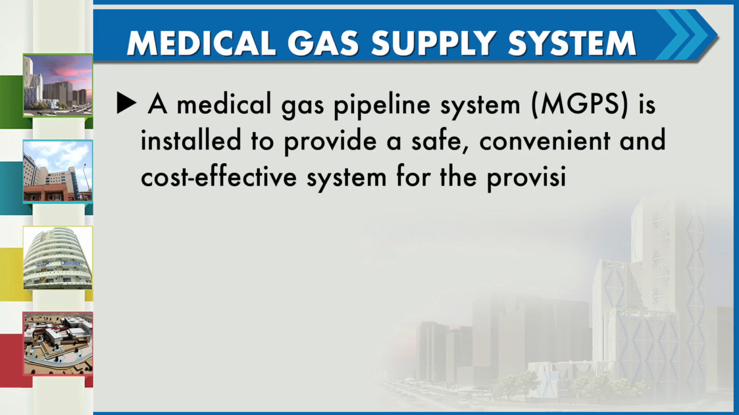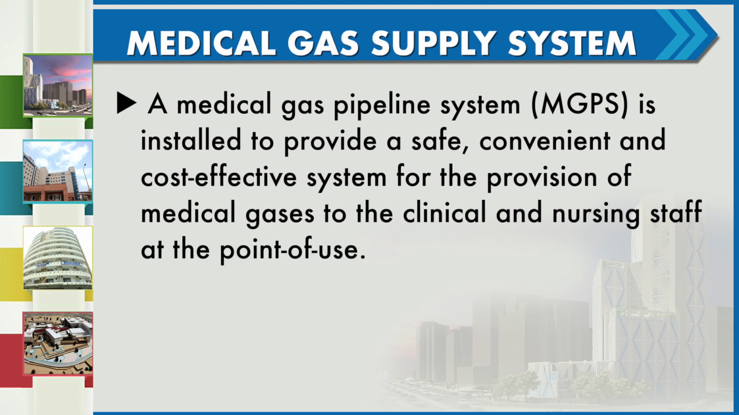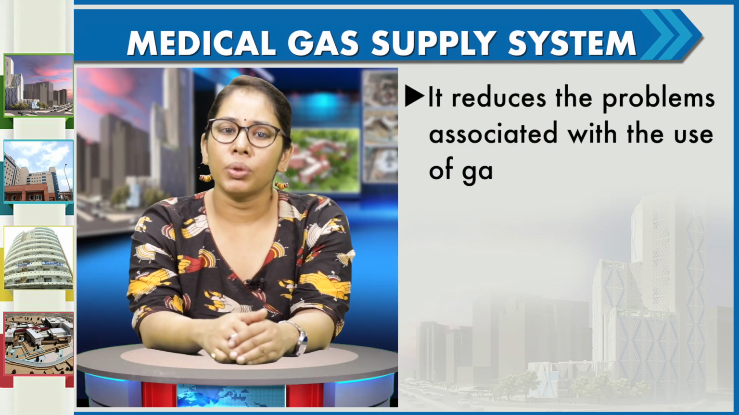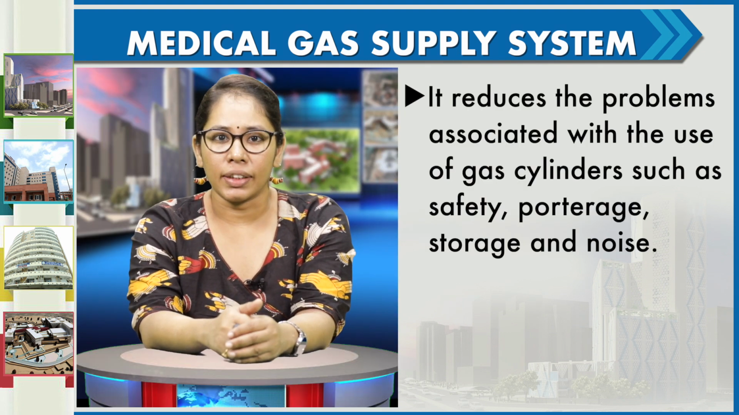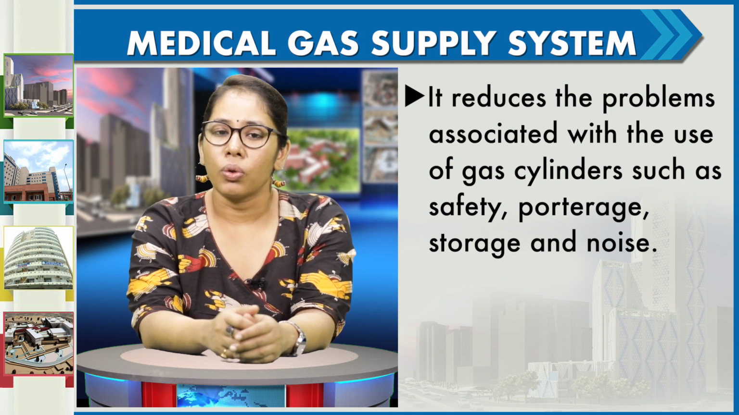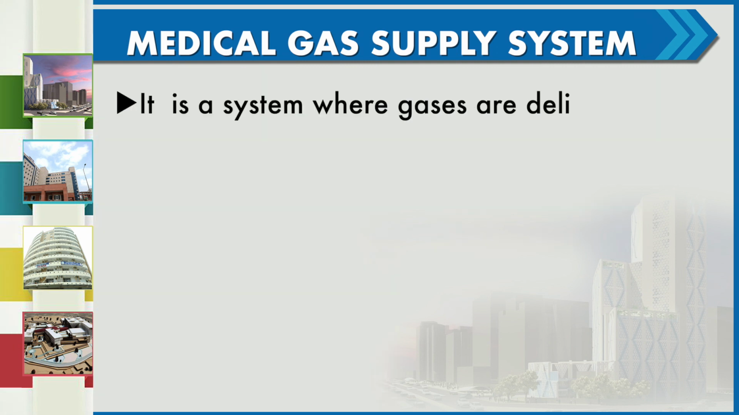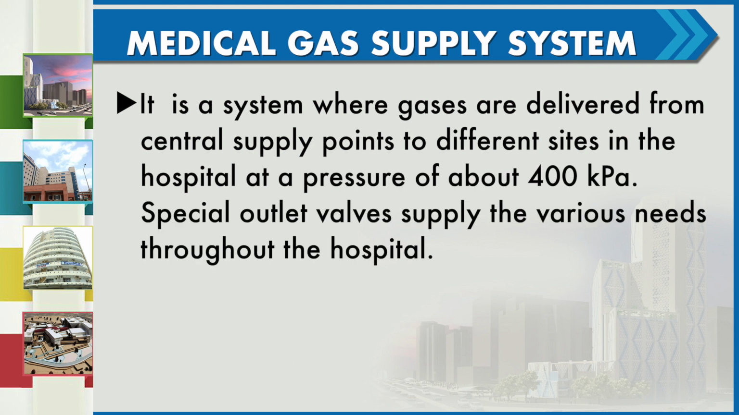A medical gas pipeline system is installed to provide a safe, convenient and cost-effective system for the provision of medical gases to the clinical and nursing staff at the point of use. It reduces the problem associated with the use of gas cylinders such as safety, porterage, storage and noise. It is a system where gases are delivered from centrally supplied points to different sites in the hospital at a pressure of about 400 kilopascals. Special outlet valves supply the various needs throughout the hospital.